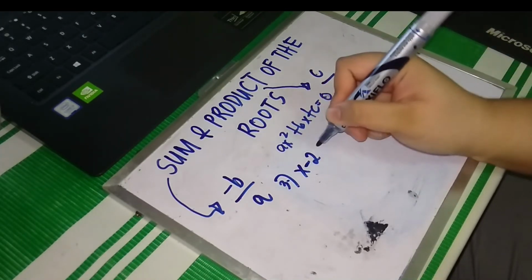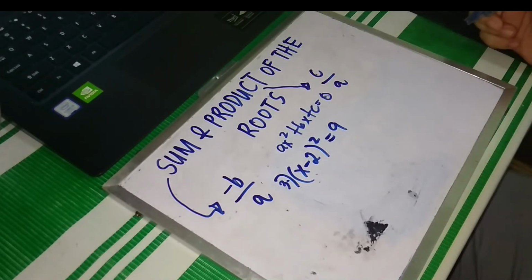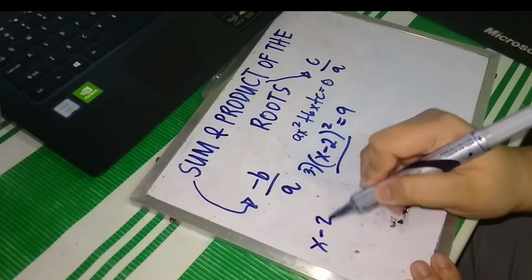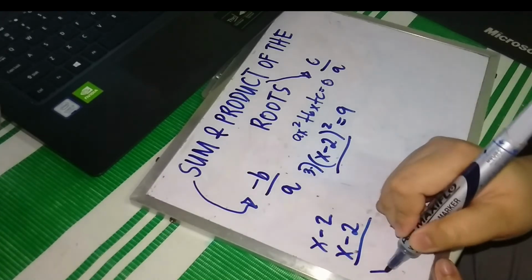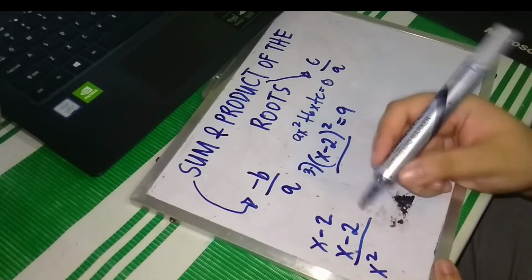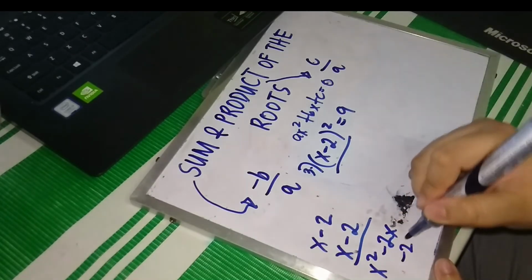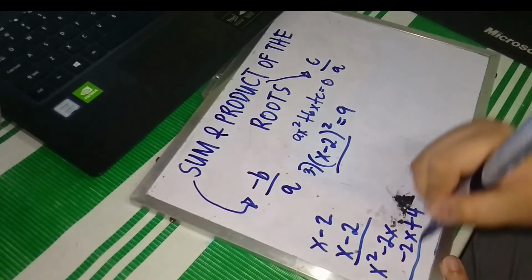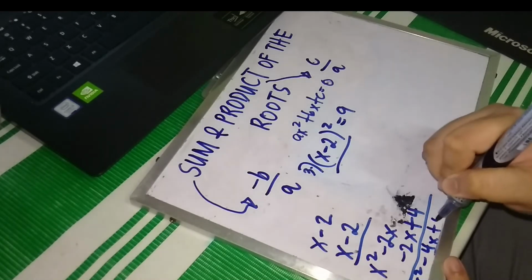x minus 2 squared is equal to 9. So, para mas madali, expand na muna natin to. So, x minus 2 times x minus 2. So, x times x is x squared, x times negative 2 is negative 2x, negative 2 times x is negative 2x, and negative 2 times negative 2 will be positive 4. So, x squared minus 4x plus 4.